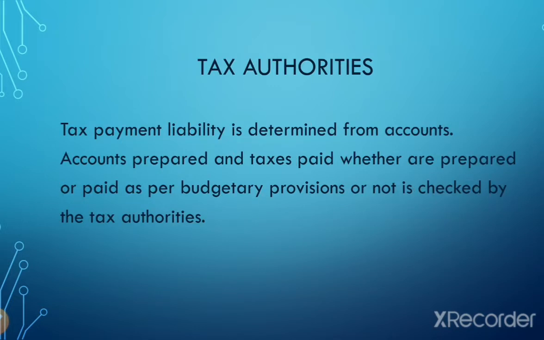Next one is the tax authorities. Different types of taxes are collected by the government in the country, keeping in mind business income, activities of business and other factors. Tax payment liability is determined from accounts. Whether accounts are prepared and taxes paid as per budgetary provisions or not is checked by the tax authorities. Now, these taxes are collected by the state and central government. Whether the accounts are prepared as per the accounting standards and whether the taxes are paid according to the budgetary provisions, all that can be checked by the tax authorities only through the books of accounts. So the accounting information is useful to the tax authorities.